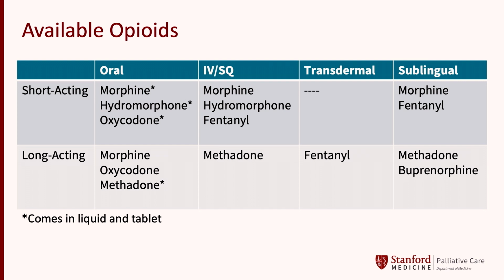So some of the common ones you may have heard of: morphine is available in multiple forms. Hydromorphone, also called Dilaudid, is available in a short-acting oral form and IV. Oxycodone is a common medication available both as a short-acting and long-acting. A few ones to note: fentanyl patches are one of our main transdermal or sticker forms of opioids. And methadone is another common longer-acting pain medicine that we use.